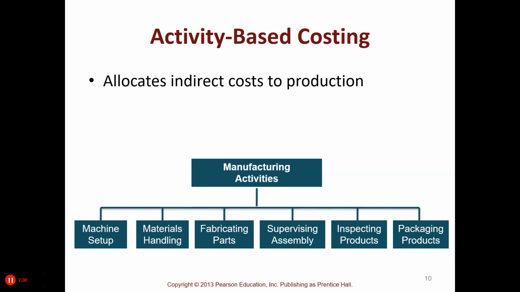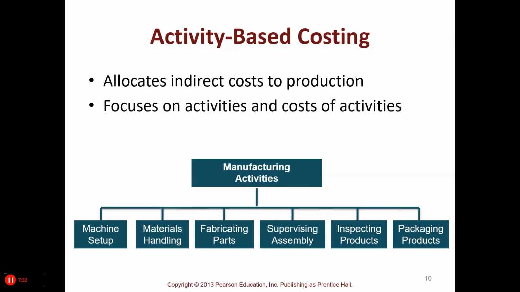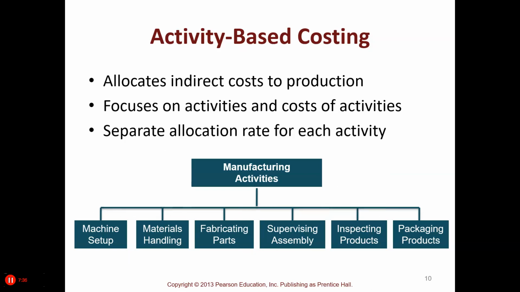It allocates indirect cost to production. It focuses on activities and the cost of activities, and we have a separate allocation rate for each activity. So for example, we'd have machine setup, material handling, fabrication, supervising, assembly, inspection, and packaging. Those might be some examples of cost drivers.